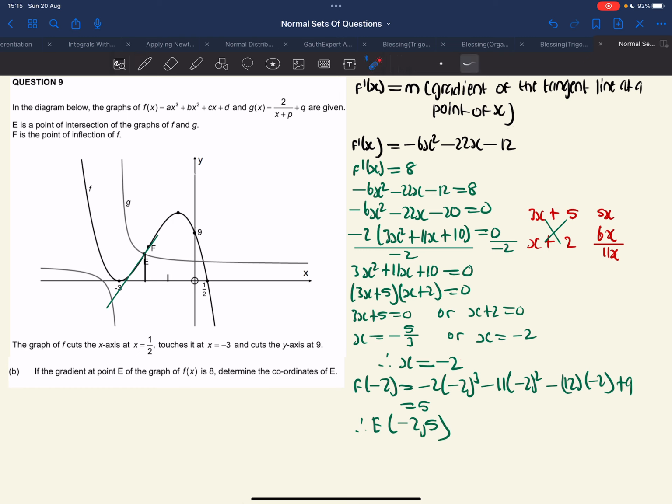Now the reason why I substituted minus 2 back into f: remember, E is a point of contact for f and the tangent line, so they both have the same point. I could have substituted minus 2 into the equation of the tangent line if I was given it, but seeing that I only have the gradient, not the whole equation, I can just use the equation of f of x because they both have the same common point. So I could have used f of x, or the equation of the tangent line, to get the y coordinate. All right, hopefully that's understandable.